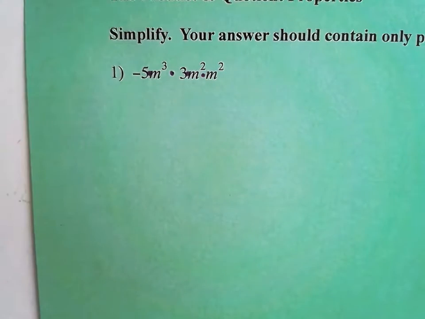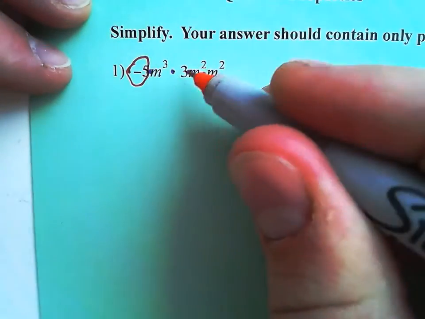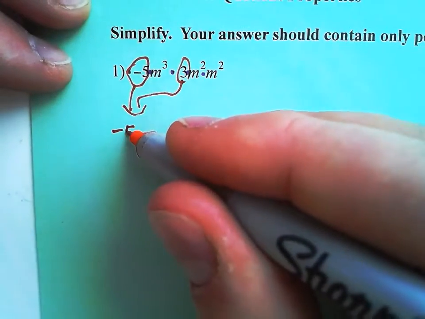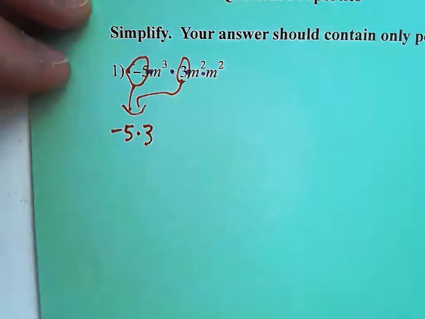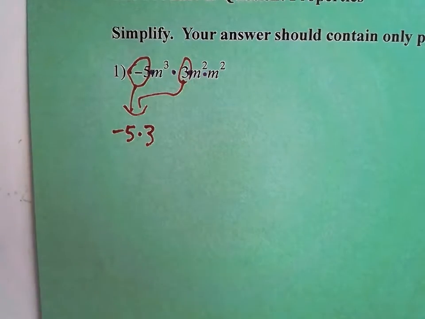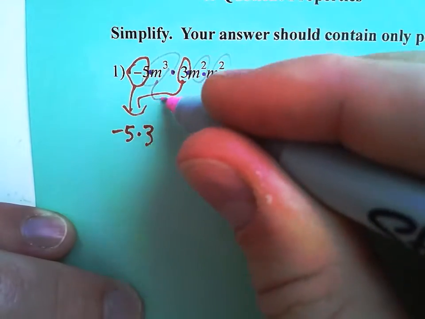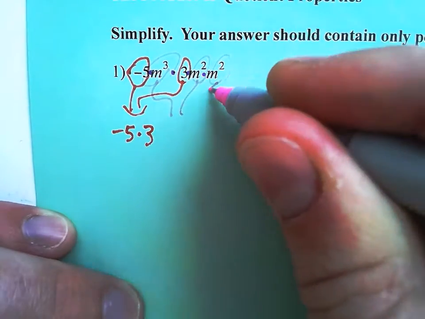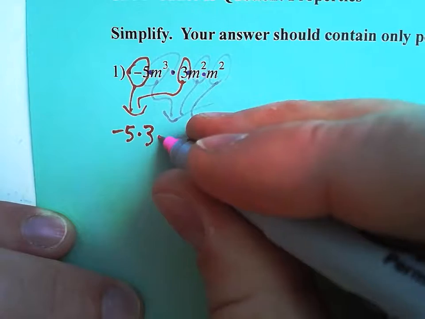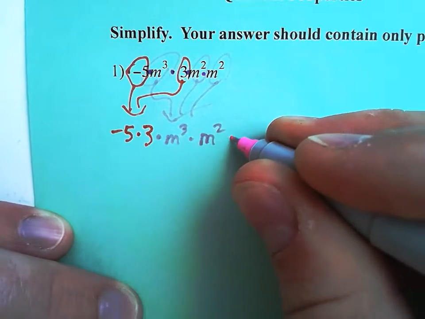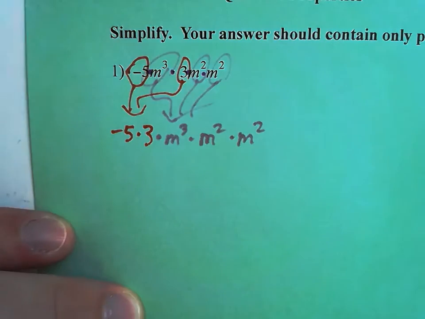So I'm going to take, let me use orange here, the -5 and the 3 and put them at the beginning. And then I'm going to put all the m's together after that. So m cubed, m squared, m squared. Put them there. So times m cubed times m squared times m squared.